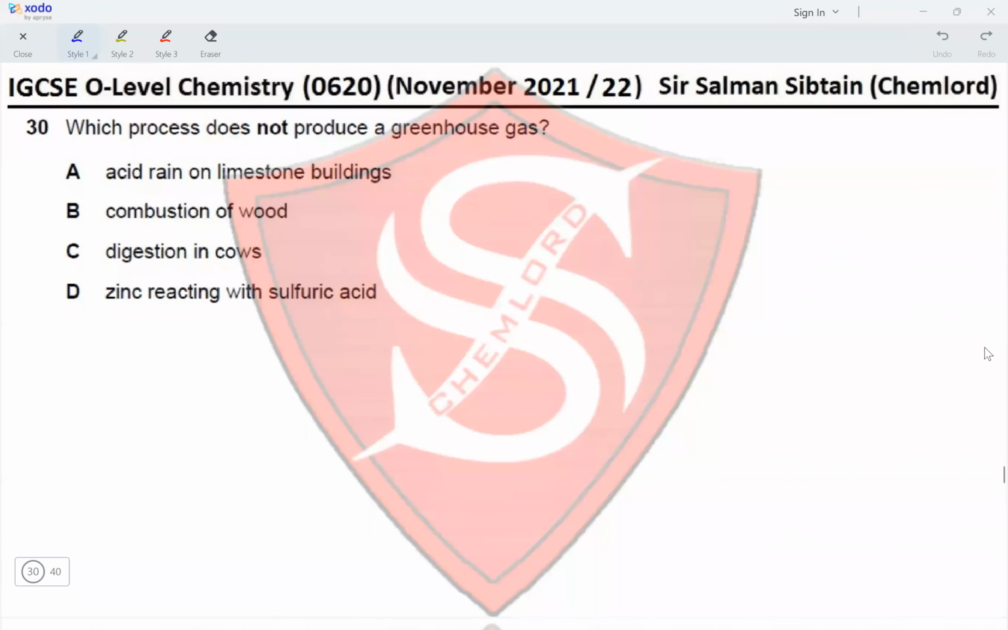Question 30. Which process does not produce a greenhouse gas? Acid rain on limestone building. So limestone is calcium carbonate. When acid reacts with calcium carbonate, it will produce carbon dioxide, which is a greenhouse gas. Combustion of wood. Combustion of wood is wood burning in air, producing carbon monoxide, carbon dioxide, and water. So these are greenhouse gases. Digestion in cows would produce carbon dioxide. So this is also a greenhouse gas.